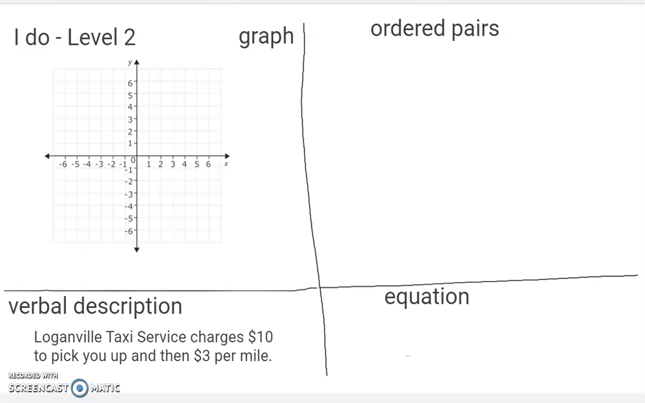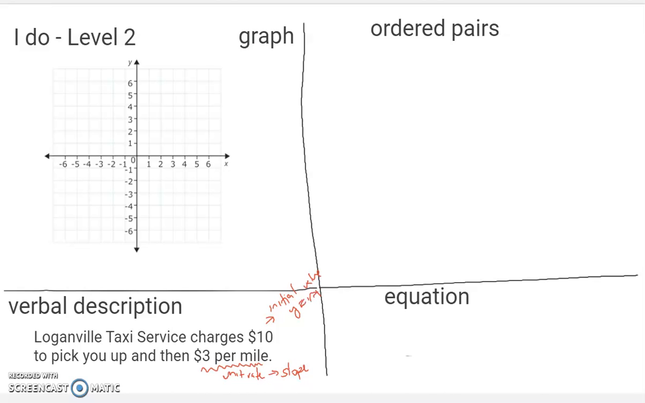So as I look here, Loganville taxi service charges $10 to pick you up, then $3 per mile. This was a very common situation back when we weren't doing abstract, right? There's some charge to start and then some charge per mile. So I see my unit rate language here, $3 per mile. So that is my slope. And then $10 to pick you up. So that's like, even if you don't go any miles, like just to show up, $10. We call that an initial value in a real situation, which turns out to be the y-intercept.